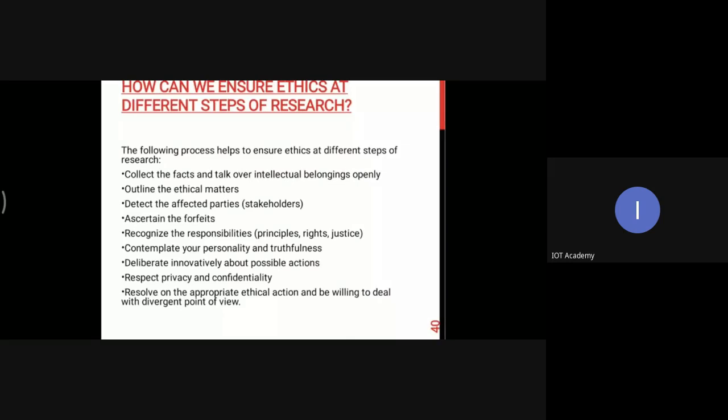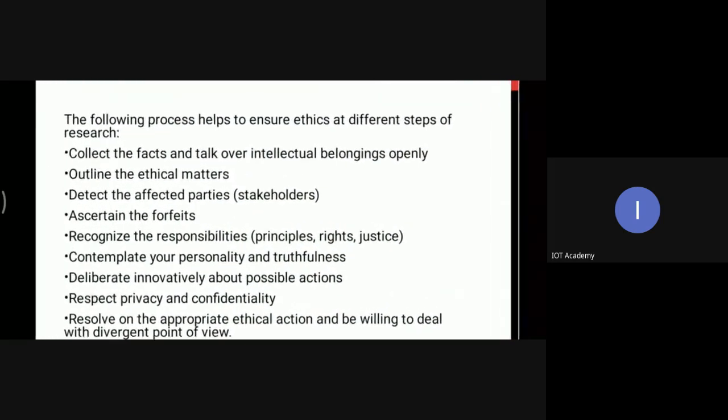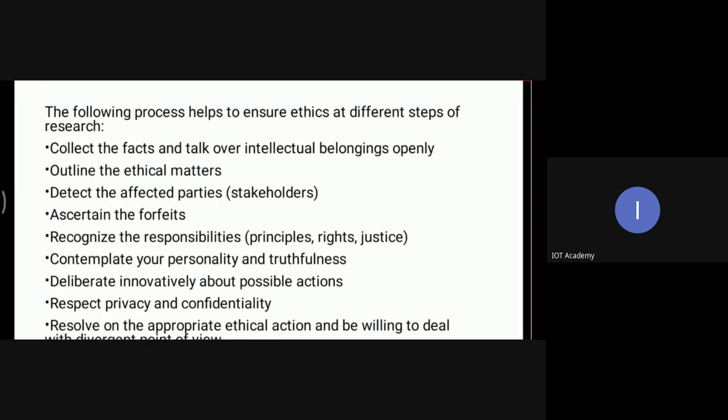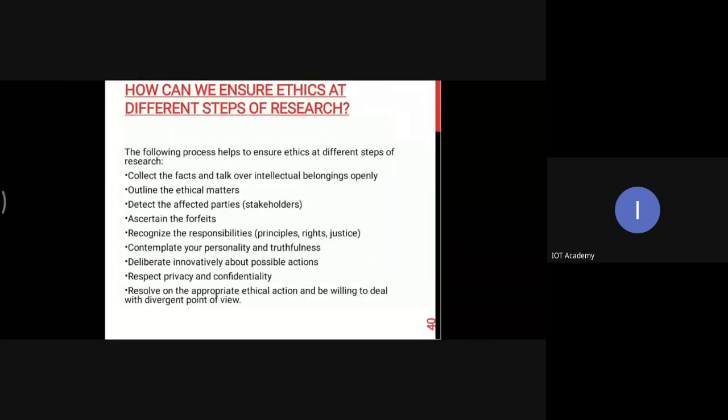Then it talks about how we can ensure the ethics at different steps of the research. We need to collect the data. We have to outline the ethical matters. We have to see who are the stakeholders who would be getting affected, whether it is going to be men, female, children, old age, ill or mentally ill people, handicapped, tribal people, whatever research you are doing. And of course, we have to ensure that the ethics are being followed at every step of the research, whether it is at the time of data collection. Basically, it is more important how we are interpreting the data.